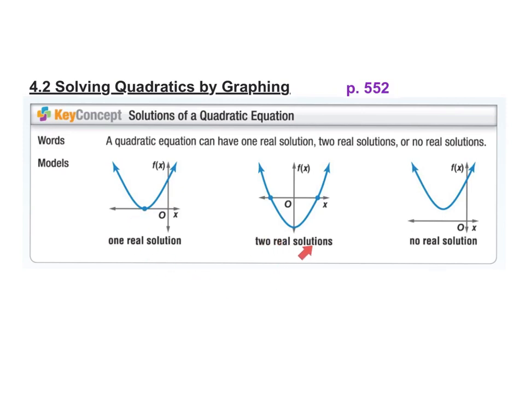Another scenario is where I have two real solutions, where the parabola crosses the x-axis twice. There are two x-intercepts. That's where I will find my solutions. Or we could have a situation where the parabola doesn't ever cross the x-axis, which means there are no real solutions. In your homework tonight, you're going to identify the solutions from the graphs. You're going to be provided some graphs, and you're just going to have to say what the solutions are. And I'm going to talk to you about how to find those.